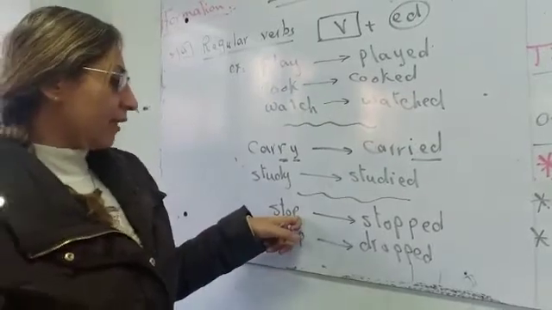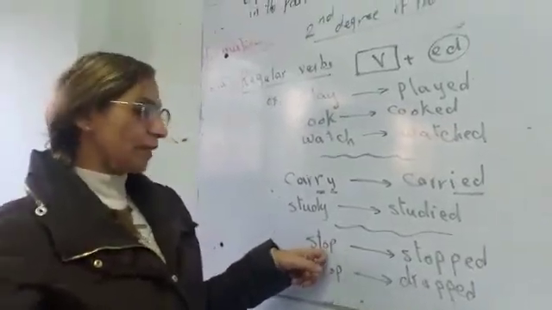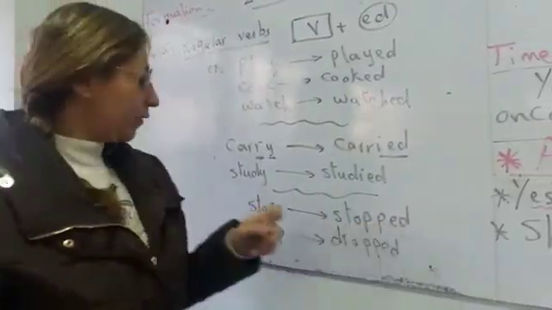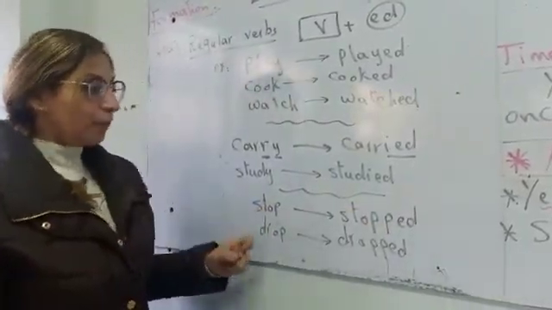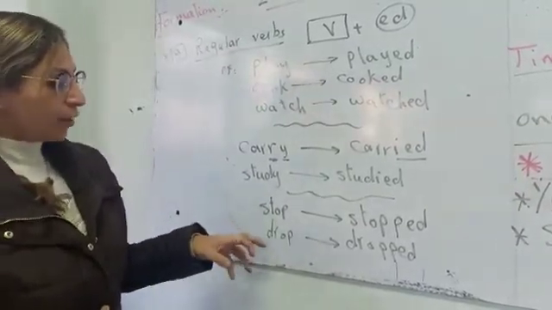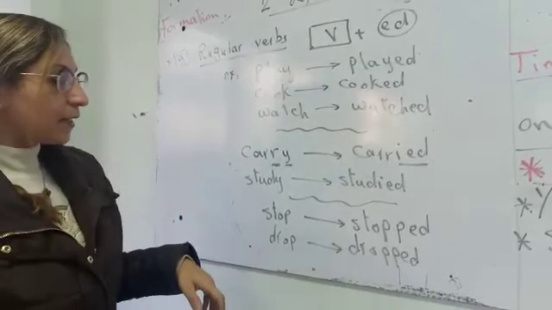And here, when the last letter is a consonant and before the consonant is a vowel, you have to double the last letter before adding ed. Stop, stopped. Drop, dropped. But notice that we don't double the last letter in some verbs.